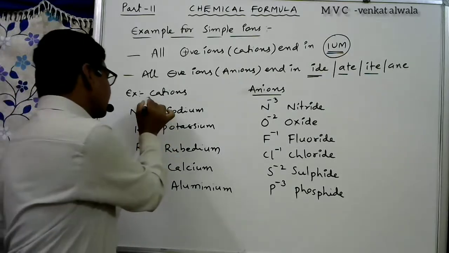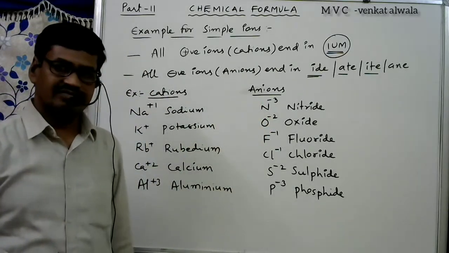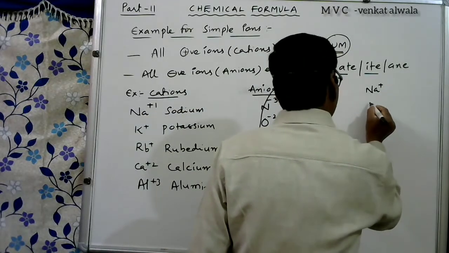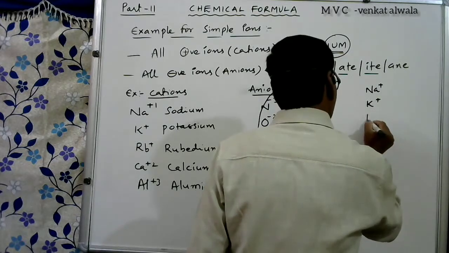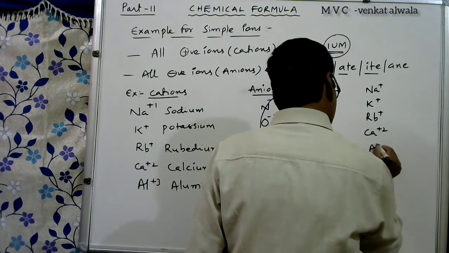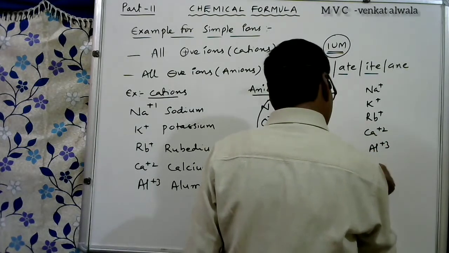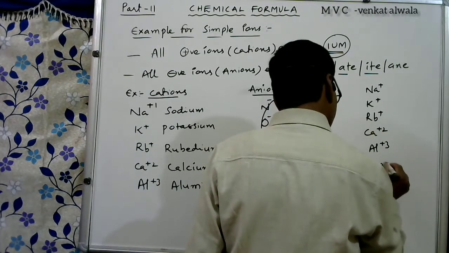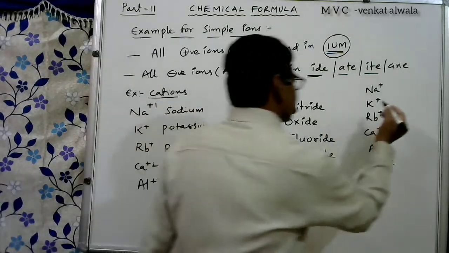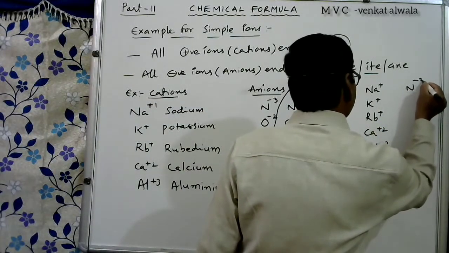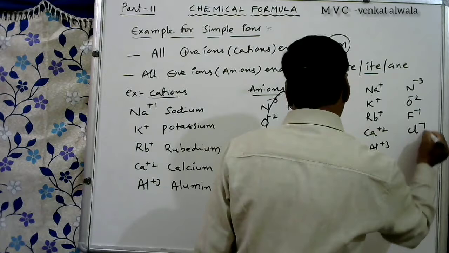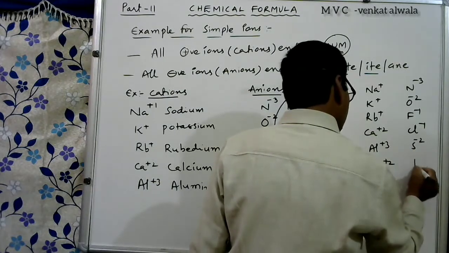Some simple cations are given here. Some simple anions are given here. So here I'm writing Na plus, then K plus, then Rb plus, these are cations, Ca plus 2, then Al plus 3, then magnesium plus 2. First group, second group and third group cations are written here. They are the cations. Anions: N minus 3, then O minus 2, F minus 1, Cl minus 1, S minus 2, P minus 3.